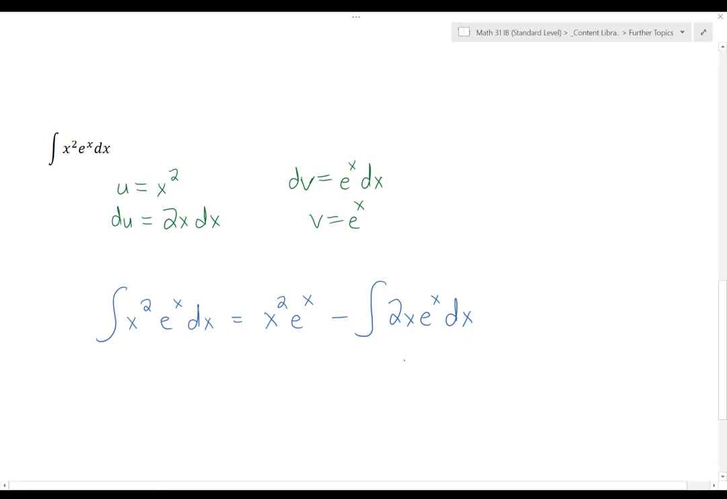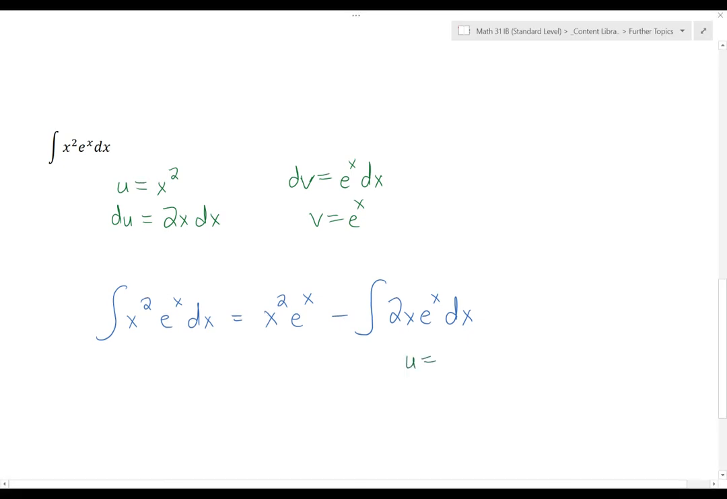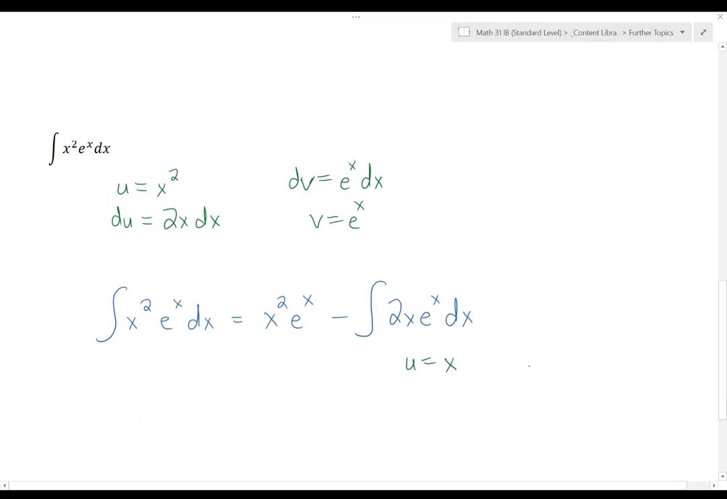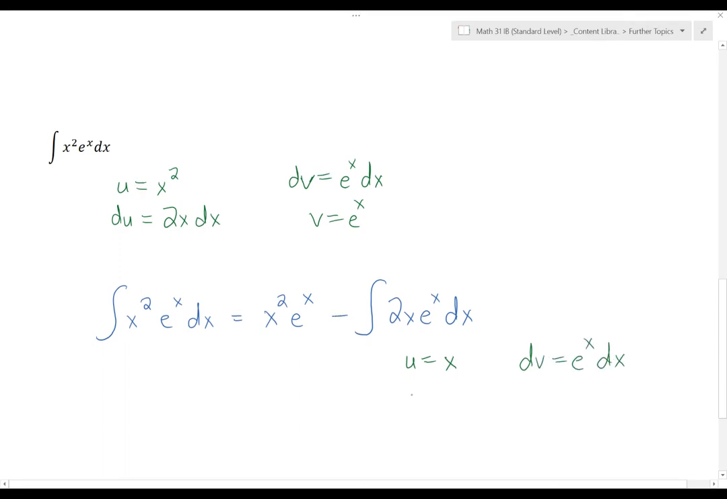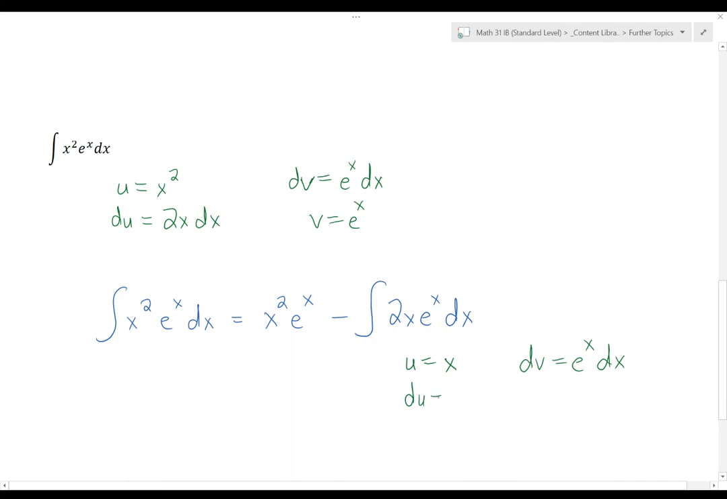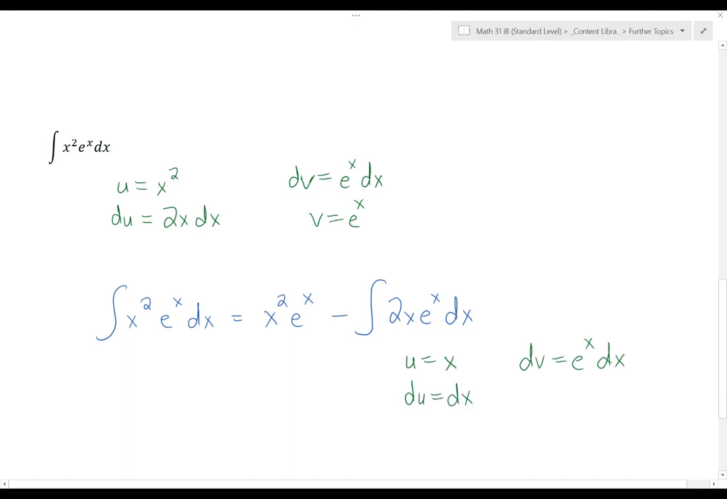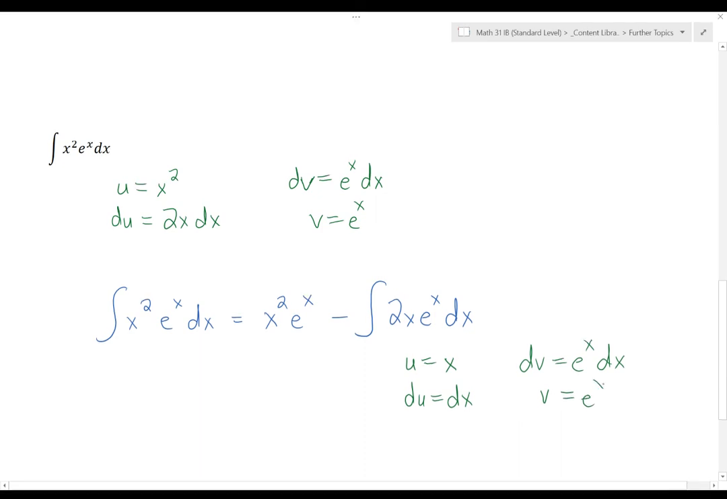Again, making u the algebraic part, and I'm going to ignore the 2 because that's just a coefficient. So I'll just put that out front. So u is going to be equal to x, and dv is equal to e to the power of x dx. So this time, du equals dx, and this time we will end up having an integral we can take. So v equals e to the power of x.